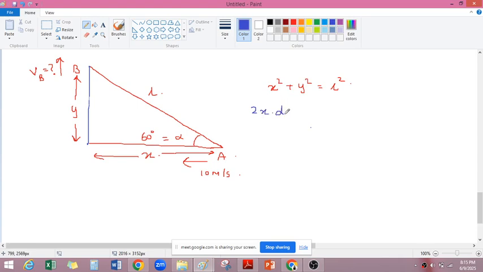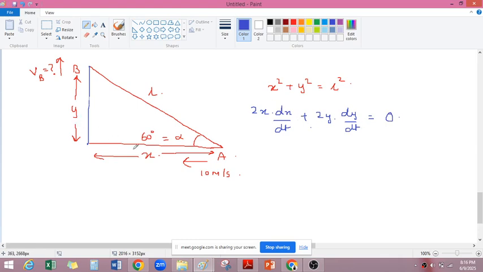So that means if I differentiate this, I will get 2x dx by dt plus 2y dy by dt. Anybody, what will happen here? If L is a constant, what can you say? With respect to time, will the length of the ladder change? No, sir. That means what will happen? dL by dt will become zero. So only if you recognize this, it's an easy problem.